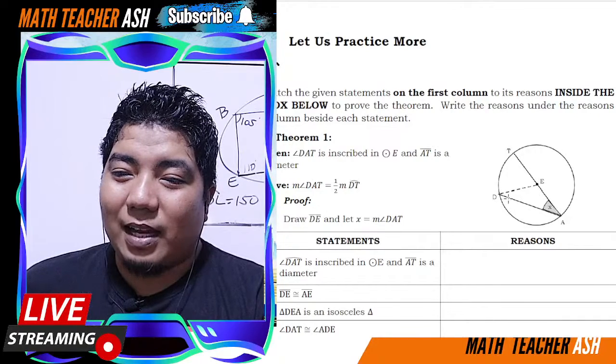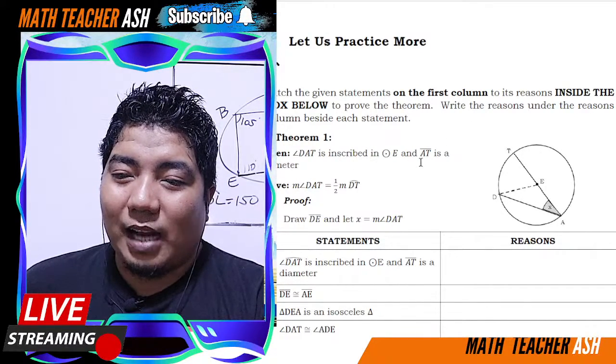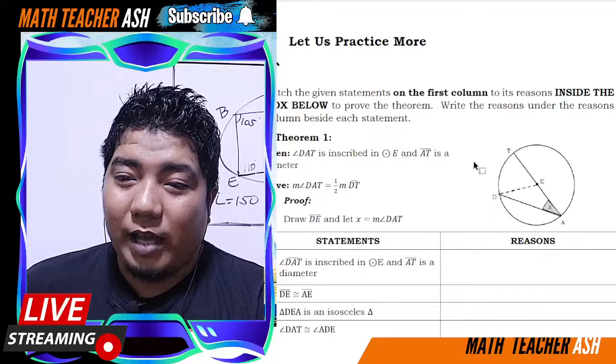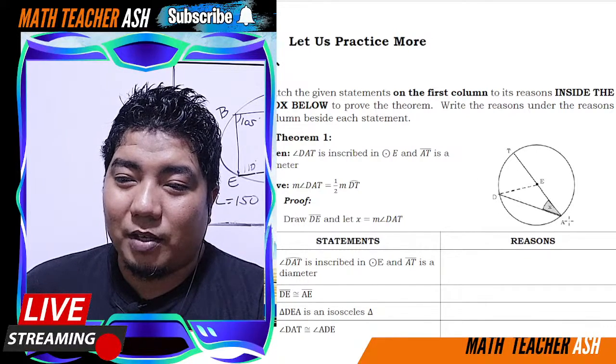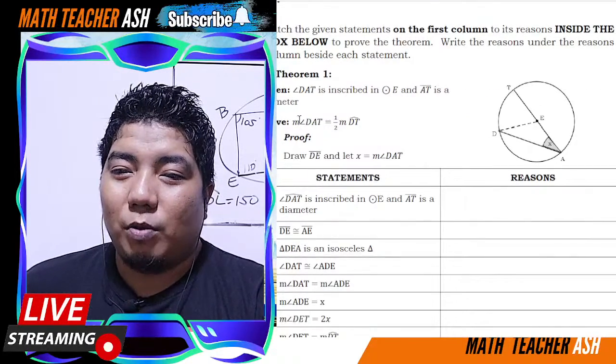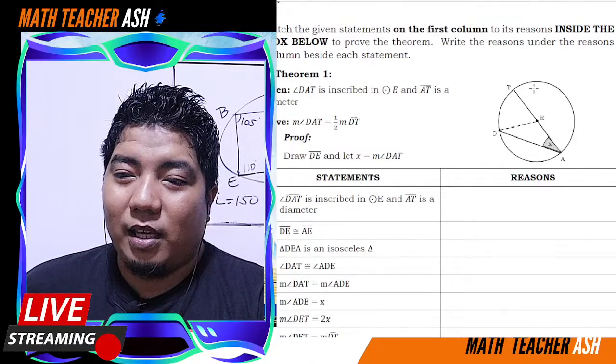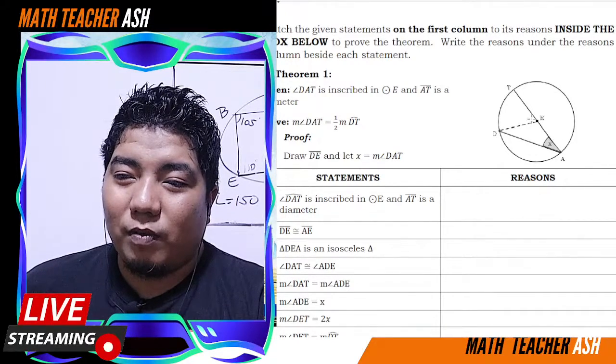So prove that angle DAT is an inscribed angle of, and AT is a diameter. Okay, AT is a diameter. So prove that the measurement of DAT is 1/2 the measurement of DT.